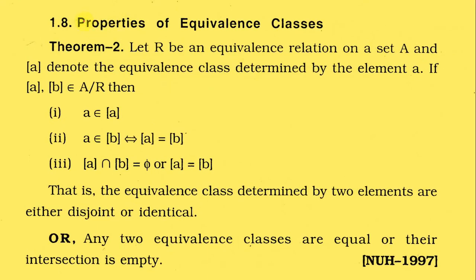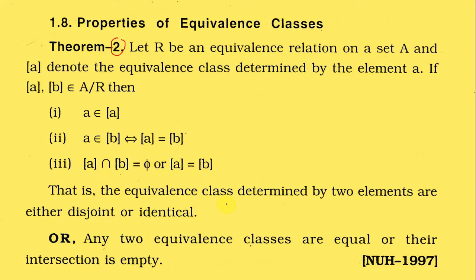Dear students, we will discuss the properties of equivalence classes. Here is Theorem 2. Let R be an equivalence relation on a set A, and let [a] denote the equivalence class determined by the element a. If a, b belong to A/R, then a belongs to [b] if and only if [a] is equal to [b], and [a] intersection [b] is equal to phi, or [a] is equal to [b].